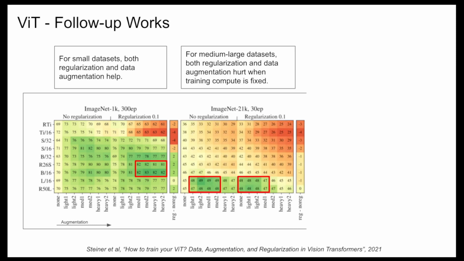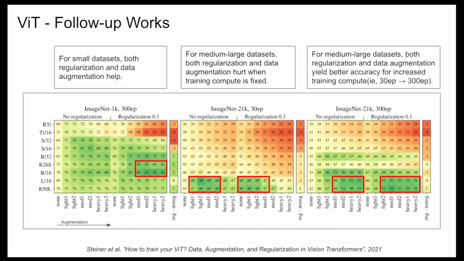And for medium-sized datasets, medium here I mean like 21K, both regularization and data augmentation hurt when training compute is fixed. So for 30 epochs, for example, you can see that the best results are achieved almost when you're not regularizing and when you're not using heavy data augmentation. So for a medium dataset, regularization and augmentation don't help that much when your compute is fixed.